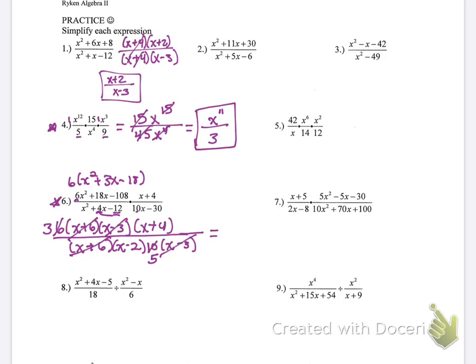You should get it. So I have a 3 on top and I have an x plus 4 on top. I have a 5 on bottom and an x minus 2 on bottom. And you can just stop there. Don't worry about trying to multiply it out or anything like that.